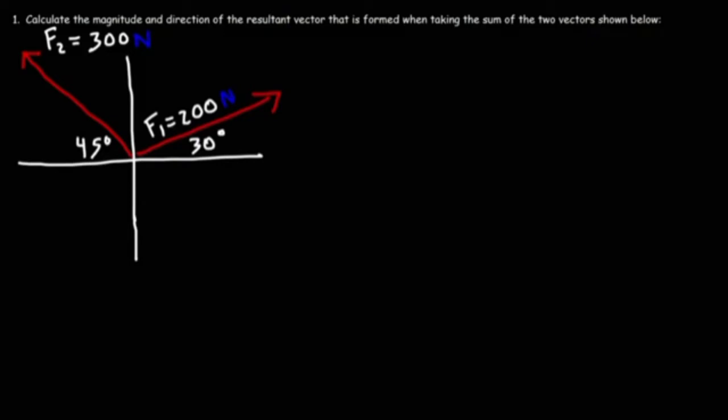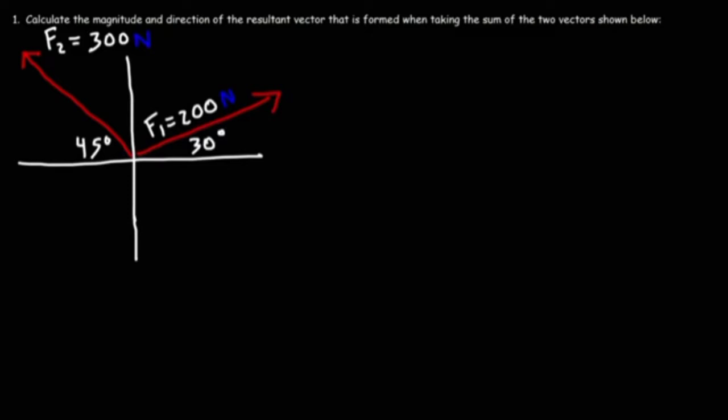In this video, we're going to talk about how to calculate the magnitude and the direction of the resultant vector that is formed when taking the sum of two other force vectors. And you can see the two other force vectors in the diagram shown below. But how can we find the resultant vector?